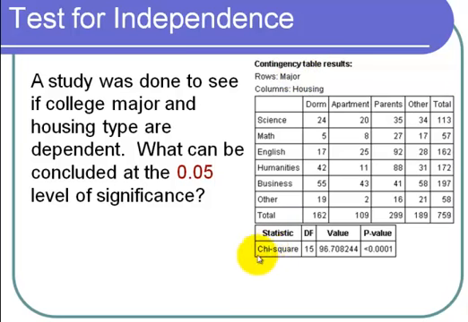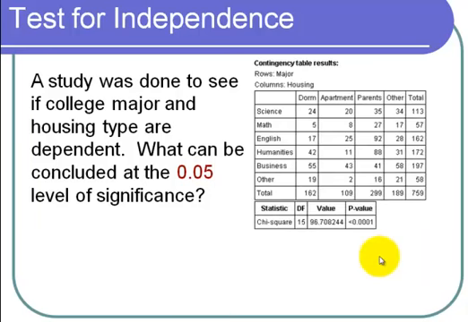Our statistic is chi-squared. Here's our degrees of freedom. We're not worried about that; it's just going to compute that for us. We have our chi-squared value, that's the test statistic, about 96.7. And our p-value just says less than 0.0001. Very small p-value, so that means we reject the null hypothesis.